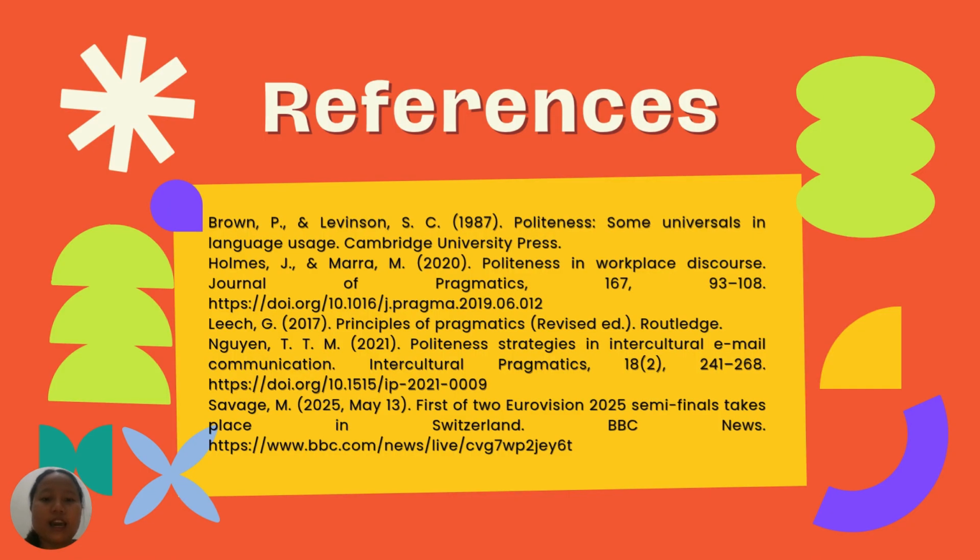And then we're going to the references. Here are the references that I used. They are already in APA 7 style. They include classic theories by Brown and Levinson, as well as more recent studies from journals and real life examples from social media platforms like X, TikTok, and YouTube that I mentioned before. And these sources really help me analyze how politeness strategies work across languages and how they are shaped by culture and technological changes.